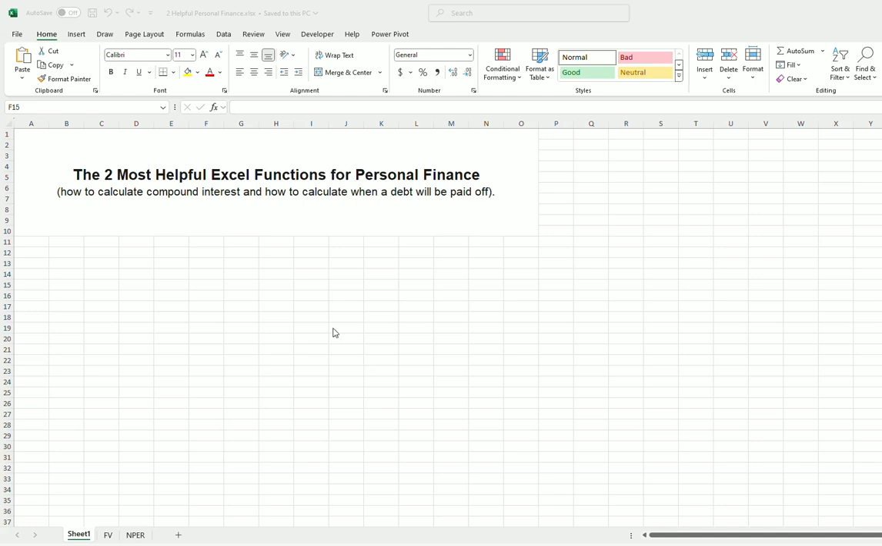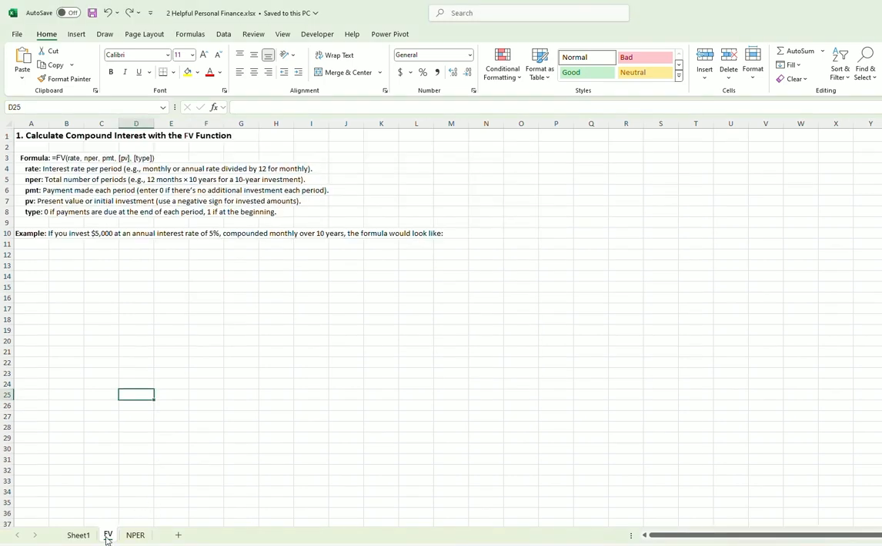In this brief video, I will explain the two most helpful Excel functions for personal finance. First one will be the FV function, which will be to calculate the compound interest for an investment. So here's the formula in the context that you're going to use. It's going to include the rate, the number of periods, the payment each period, the present value of the investment, and depending on when the payments are due, at the first or the end of the month.